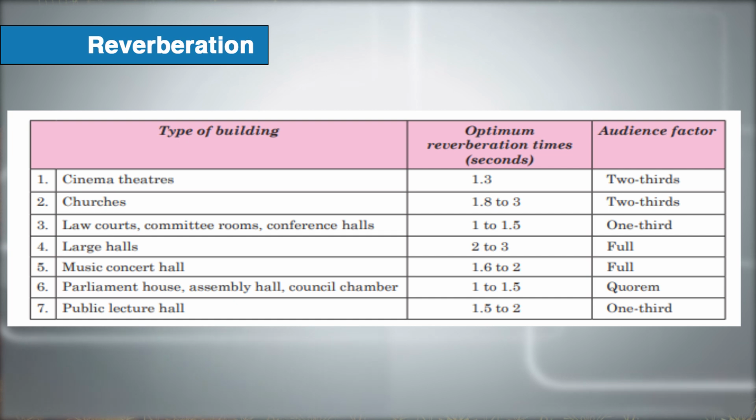For example, for cinema theatres, the audience factor of 2/3 suggests that the optimum reverberation time calculation assumes that about 2/3 of the seating will be occupied during typical movie screenings. This occupancy affects the absorption characteristics of the space, as more bodies and clothing absorb sound, reducing reverberation. For churches, the factor ranges from 2/3 for regular services to potentially fuller during special events. The higher the occupancy, the more sound is absorbed, and this needs to be considered in designing for reverberation to ensure clarity and richness of the sound.